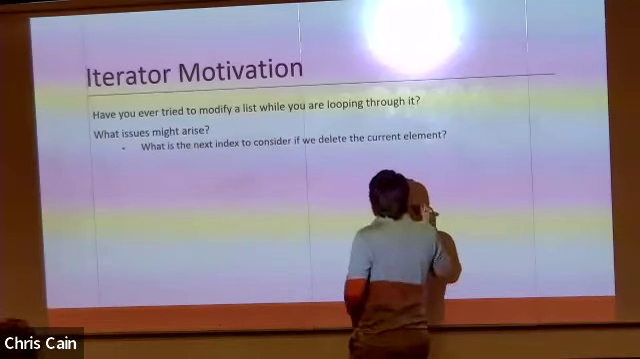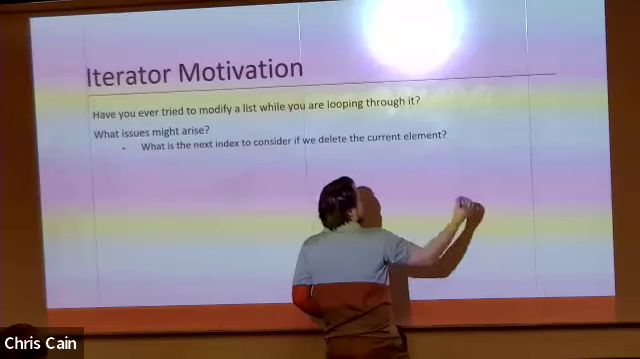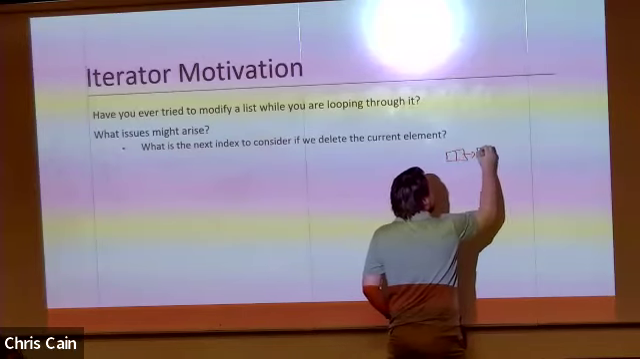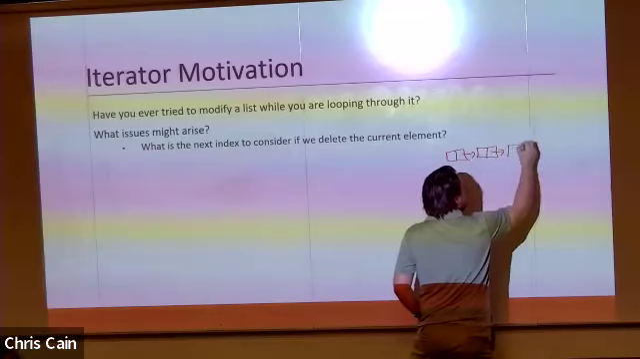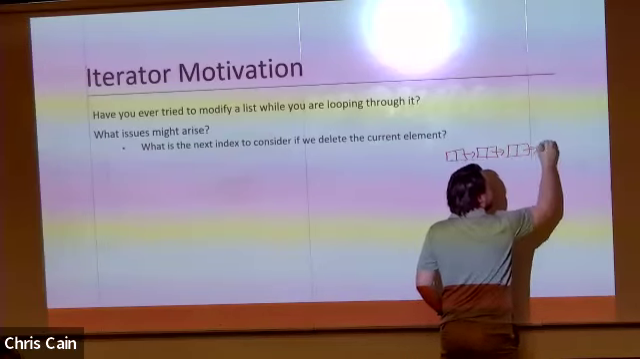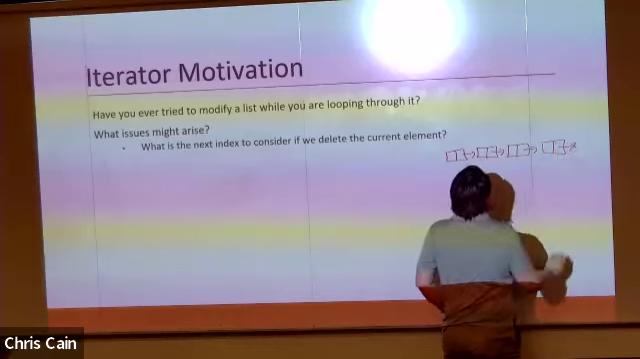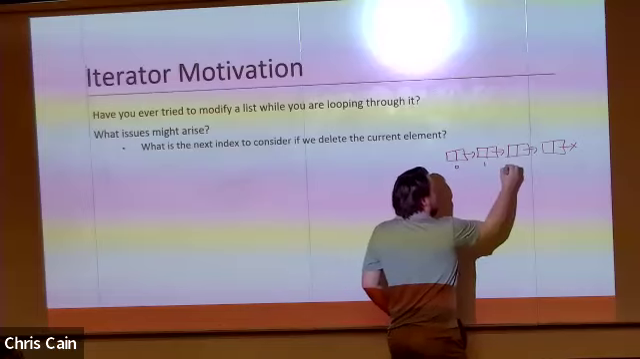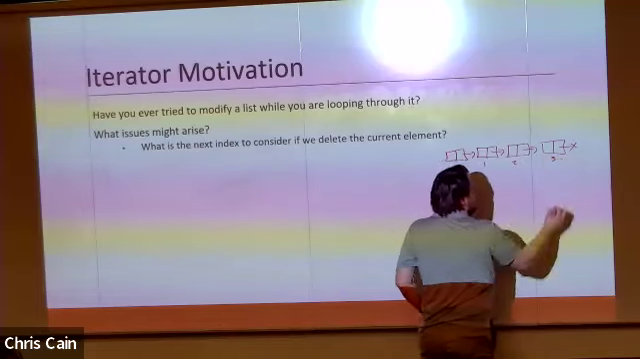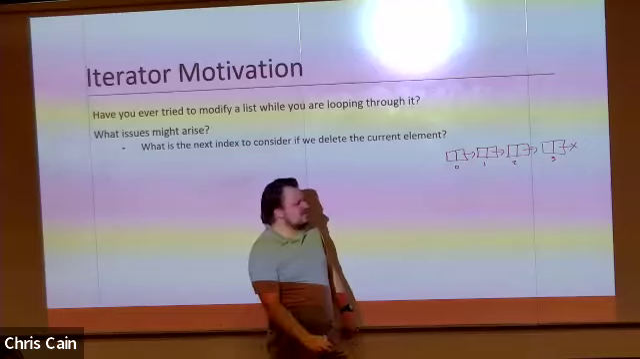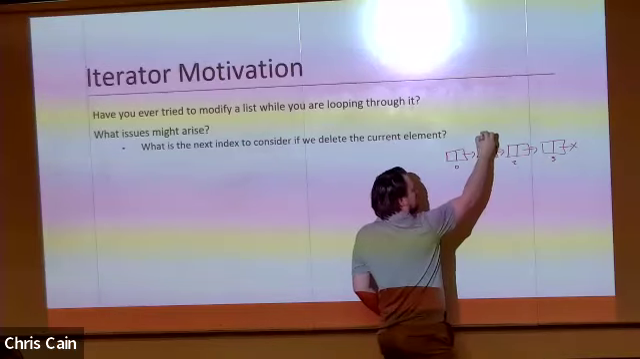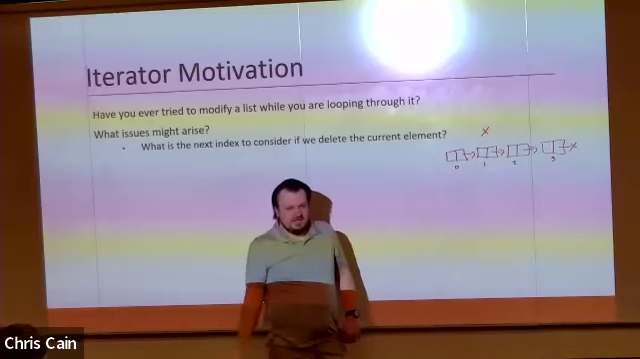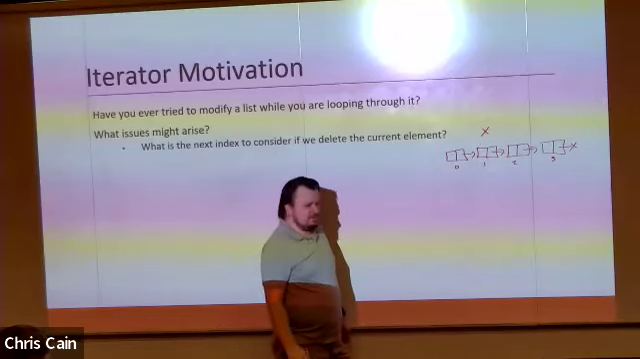Let's give us a linked list of size 4. Okay. Linked list size 4, index 0, 1, 2, and 3. Let's say we want to remove index 1. So we want to do something that gets rid of this node. We want to delete that node. What is the next index that we would want to consider?